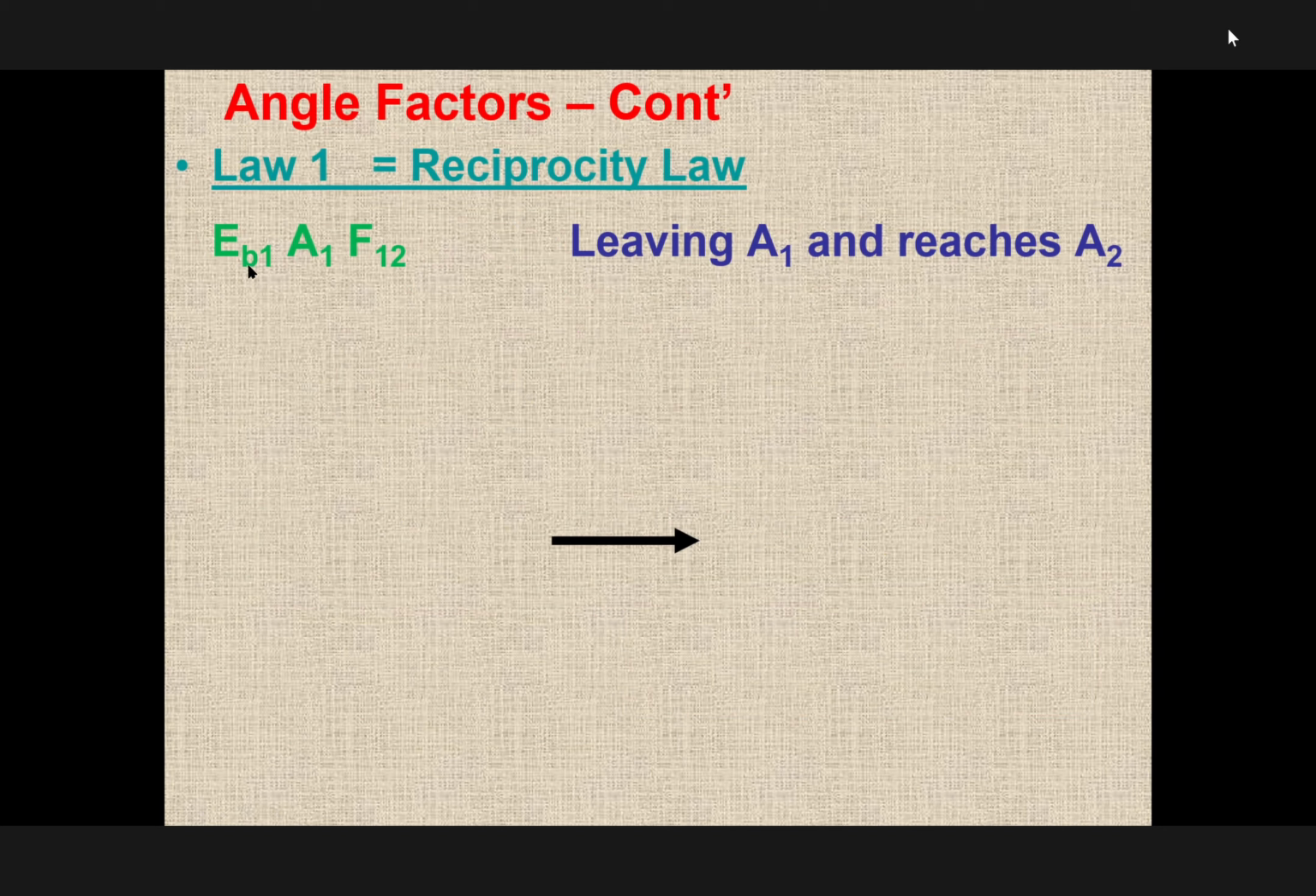Therefore, the energy emitted from the first surface. It has a certain area, but this is watt per square meter times area. This is the watt of energy that leaves surface 1 in the direction of surface 2. Leave surface 1, reach surface 2.